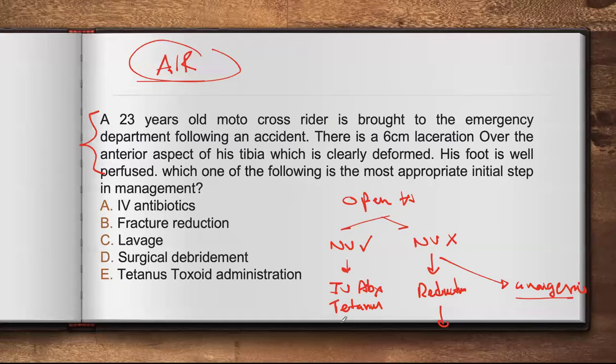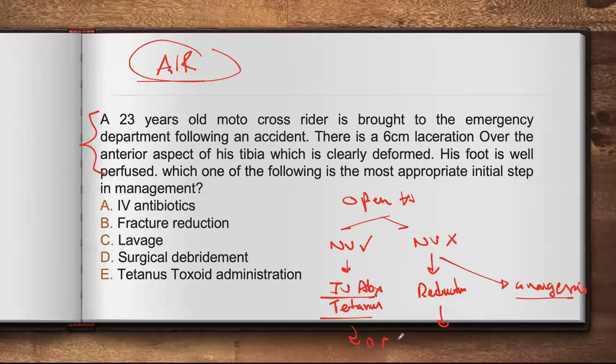then the patient will go to the operation theater for further treatment, which will be lavage, debridement, all of them. And in emergency, we can still realign the fracture segment if the patient can tolerate it. If the patient can't tolerate it, it's too painful, then we'll just do the initial management and take the patient to the OT for further management.